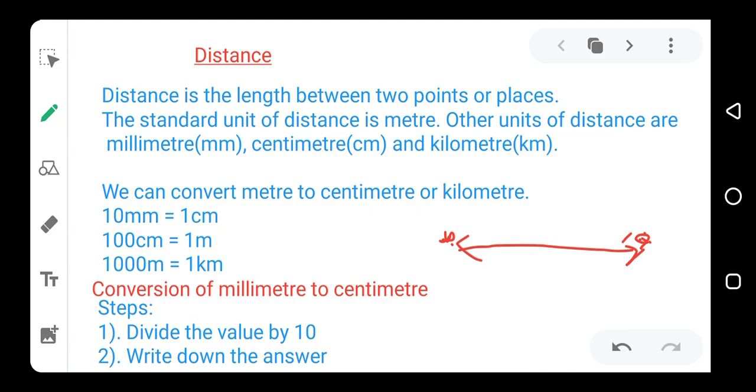The length between Nigeria and Dubai is said to be a distance. The length between Abuja and Enugu is said to be a distance. The length between your house and your neighbor's house is said to be a distance. So the length between two places or two points is called a distance. I hope this is clear.